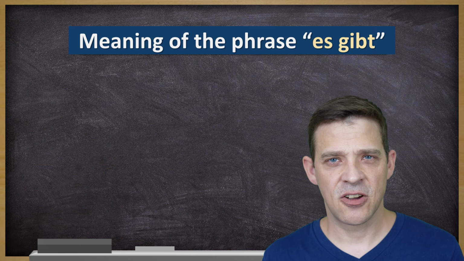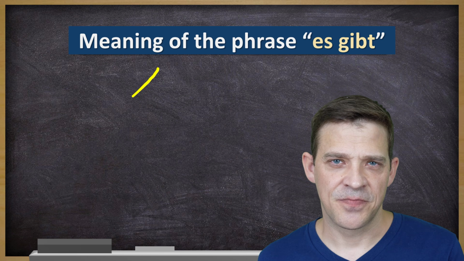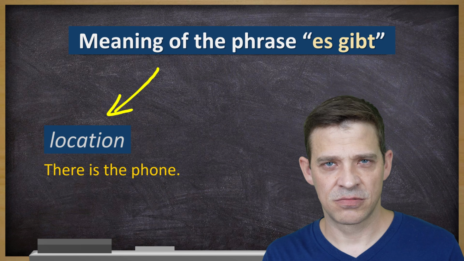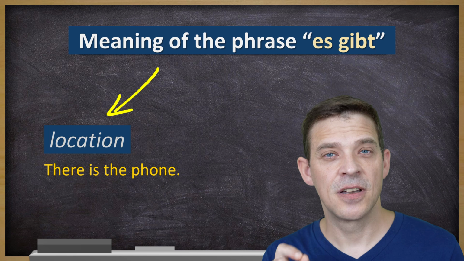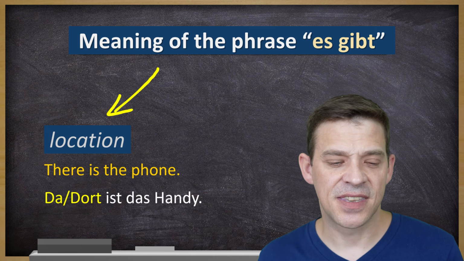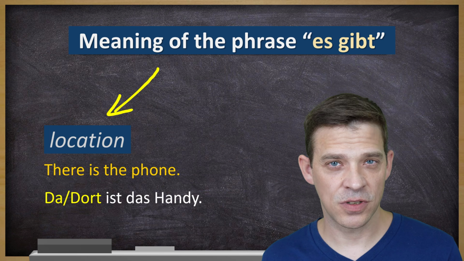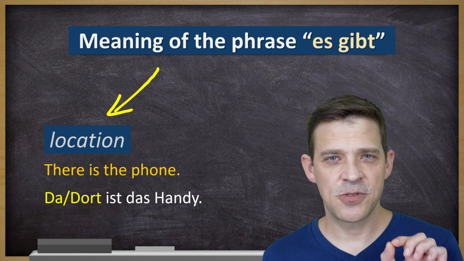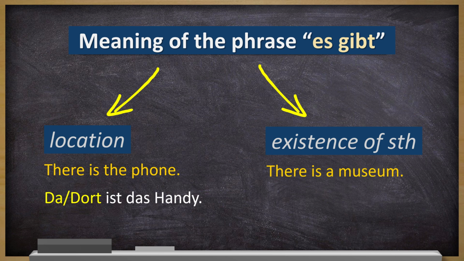Let's look at the meaning of the phrase es gibt. When you talk about a location, in English, for example, the sentence, there is the phone. In German, we don't use es gibt. We would say, da oder dort ist das Handy. There is the phone. We use this es gibt if we talk about the existence of something.